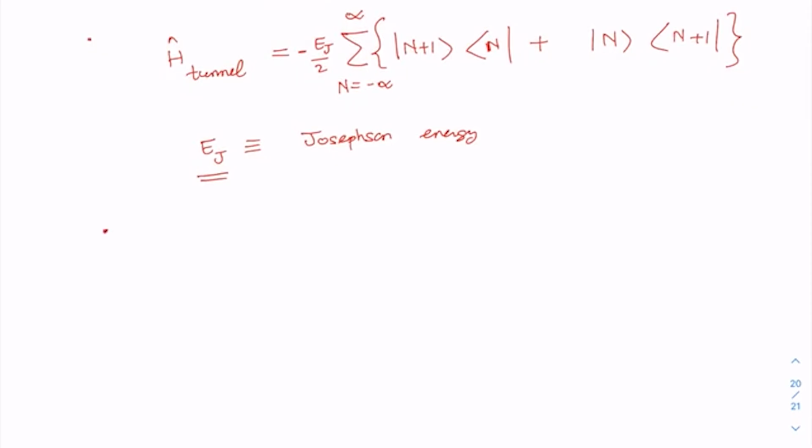Now what we obtained is that the total Hamiltonian, H total, has two parts. One is the charging part of the Hamiltonian, and then we have the tunneling part, H tunnel. Very simple.